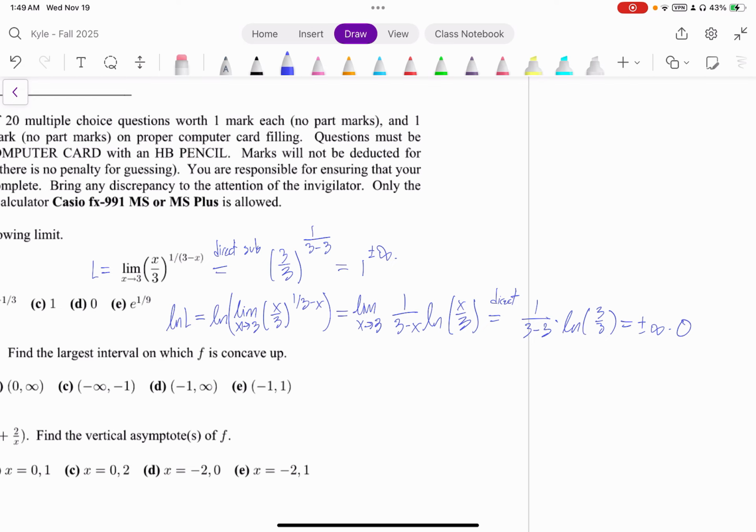So what we could just do is move this down twice. So this is the limit as x goes to 3 of the ln of x over 3 divided by 1 divided by 3 minus x. No, because this would be in the numerator of the function. So we need to have 1 divided by, we could actually just have 3 minus x. So now it's in the denominator. So now if we were to do a direct sub, we would have 0 over 0.